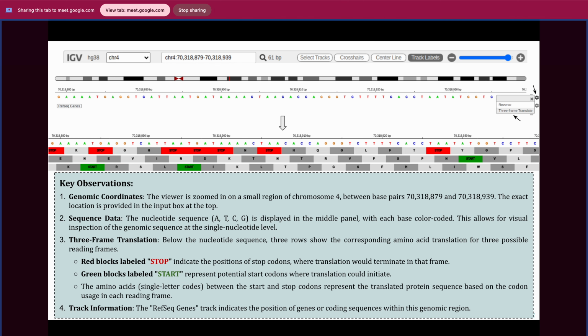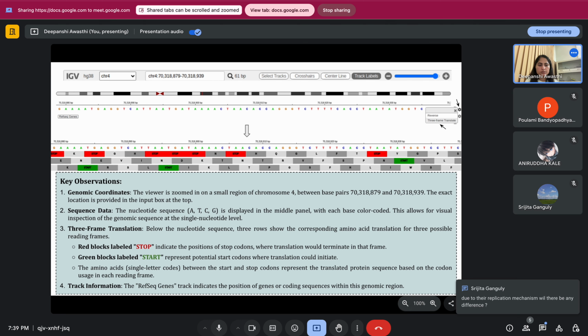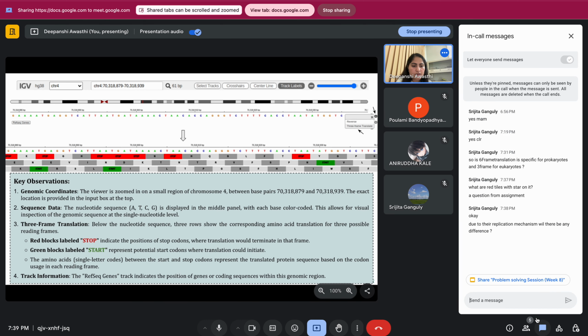Okay, so now we'll see that. Did you ask anything else? Okay. Due to the replication mechanism, will there be any difference? A replication mechanism among prokaryotes and eukaryotes you're talking about?